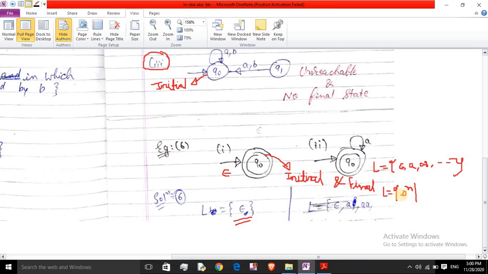How will we define it? It will be 0 to the power n, where n is greater than or equal to 0. So it will also contain an empty string: 0 to the power 0 will be an empty string, 0 to the power 1 will be a 0, and this machine can contain any number of 0s. Okay, now moving to our next page.